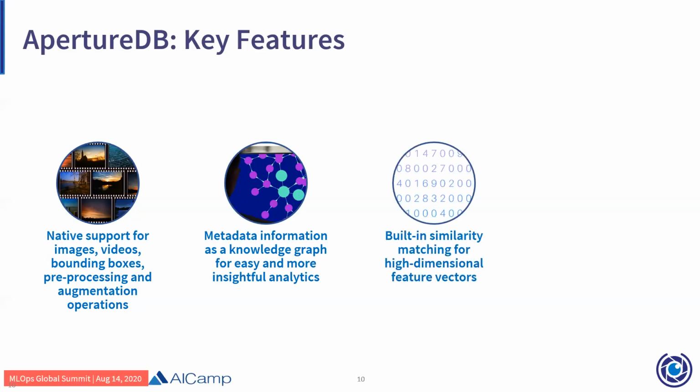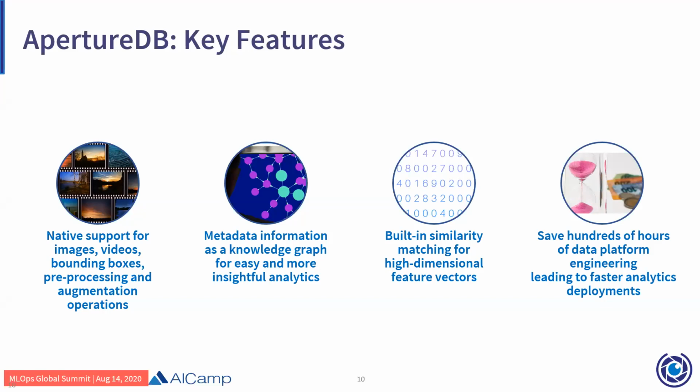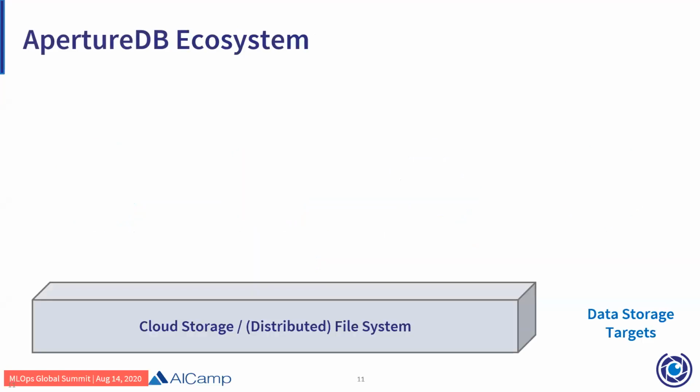Since feature vectors can be used to describe content in visual data, we also offer the capability to index and search feature vectors and also enable similarity searches. As a result, offering all of these functionalities behind a unified interface can save hundreds of hours of data platform engineering time, leading to faster analytics.